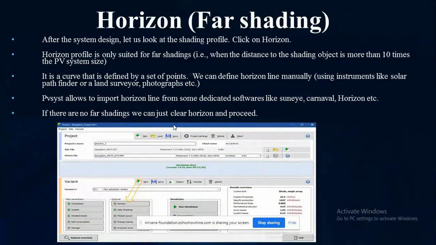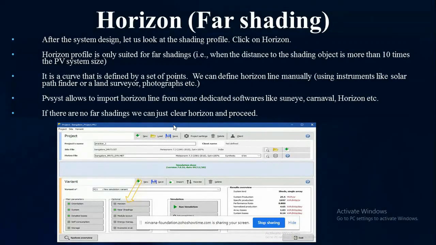Then go to horizon, or it is a far shading. So horizon is a far shading profile. We can define it either manually, or PVSyst allows us to download it from some software like Suneye, Carnival, or Horizon, etc. And usually this horizon is defined when the distance of the shading object is more than 10 times the PV system size. And many instruments are also available.